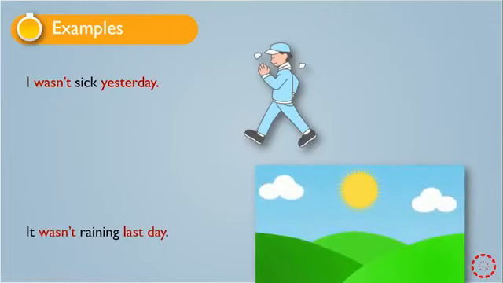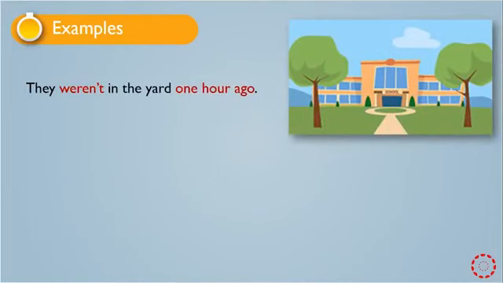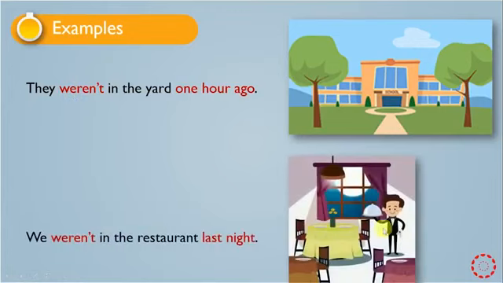It wasn't raining last day. They weren't in the yard 1 hour ago. Weren't, again, is the negative form of were, which is a past verb. We weren't in the restaurant last night.